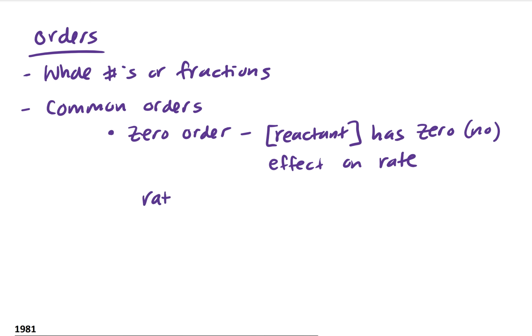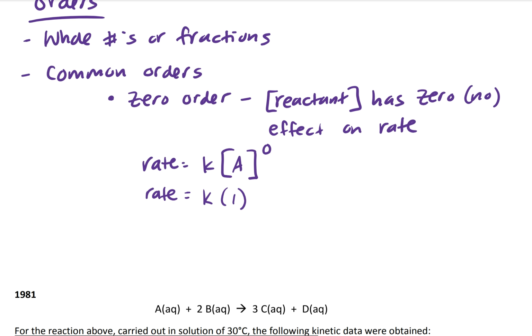Meaning if I have rate is equal to k, and we'll just take A for instance, and I raise it to the power of 0, meaning that its order is 0. Anything raised to the 0th power is 1. So this would simplify down to just k times 1. So no matter what molarity I plug in for A, it's always going to be raised to the 0th power, which is always 1, so the rate is always going to be the same if we have a 0th order reactant.